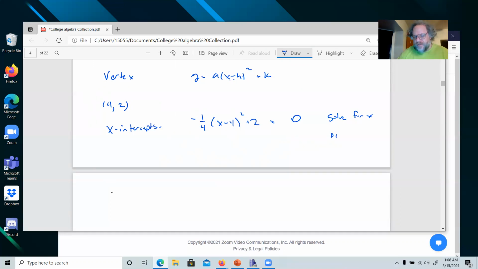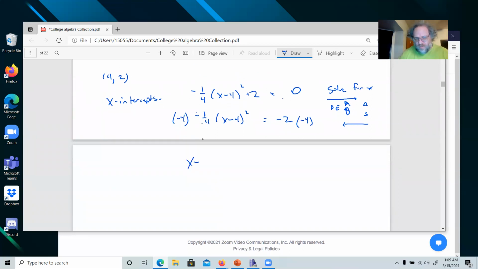So again, we go into multiplication and division, so PMD, and then AS. This goes in reverse order, right? When we're calculating, it goes in this order. When we're solving, it goes in that order. So let's go ahead and get rid of the addition and subtraction. So it's negative a quarter times (x minus 4) squared is equal to negative 2. We're going to multiply both sides by negative 4. That'll undo this. So we end up with (x minus 4) squared is equal to negative 2 times negative 4, which is 8.